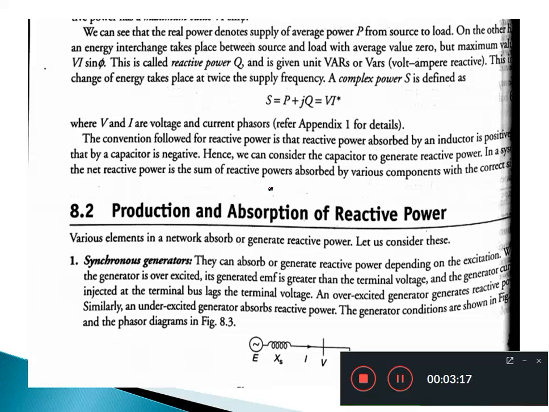The next concept we discuss here is the production and absorption of reactive power: how to produce the reactive power and how to absorb it. Production means we use the synchronous generator to produce the reactive power in the system, and generation also depends on the power system components used. We can absorb or generate reactive power depending on the excitation of the generator. If we increase the generator excitation, we can generate more reactive power in the system. That reactive power will be withdrawn by the load.